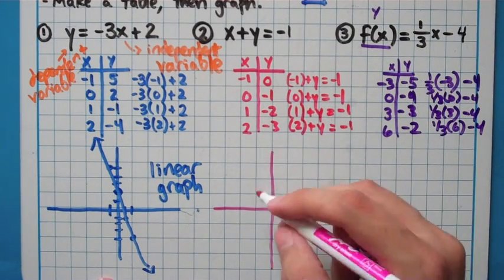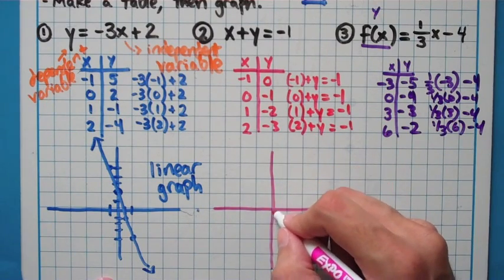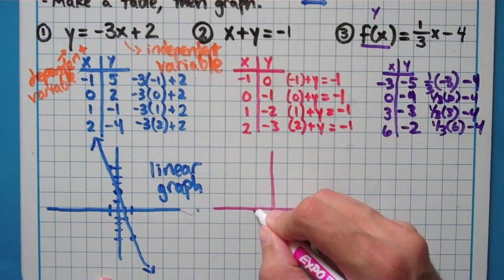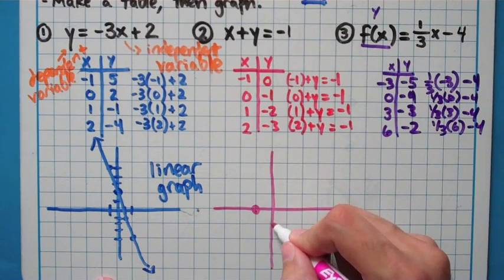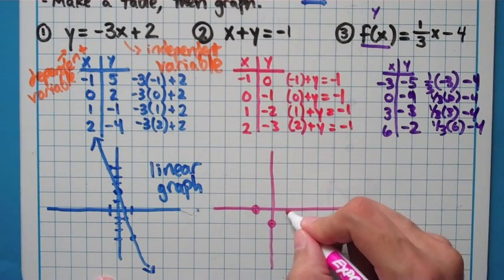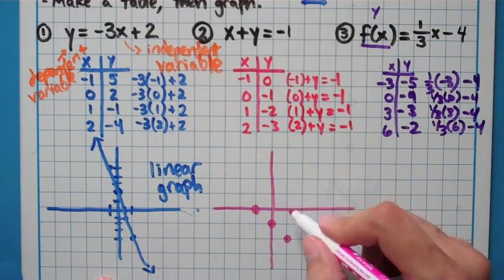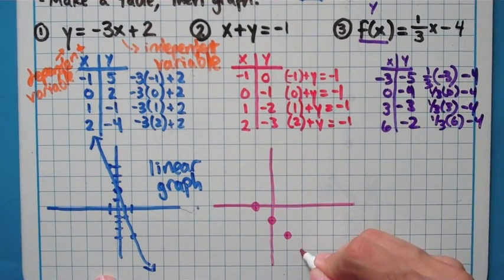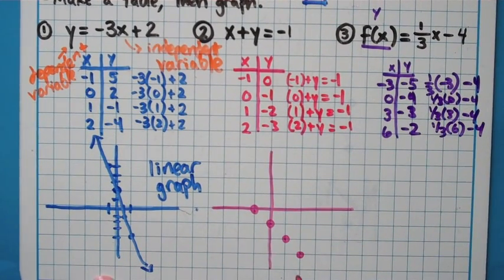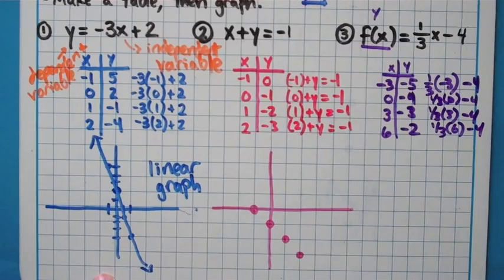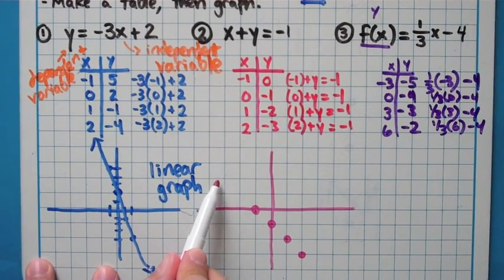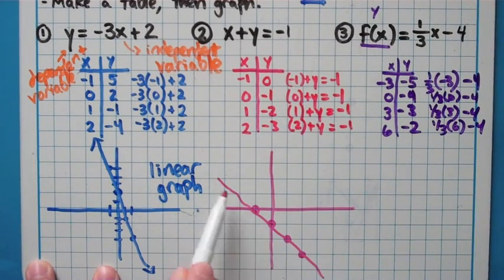if I take my points, I have -1, 0. This one I'm just going to use my grid here. -1, 0 is right there. 0, -1 is right there. 1, -2. And finally 2, -3. This one is really easy to see that it makes a line. This one was a little sloppier because I used my own tick marks. But if I keep plugging in points, it's going to make another linear graph.